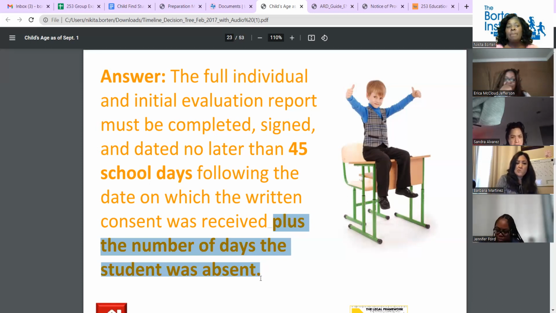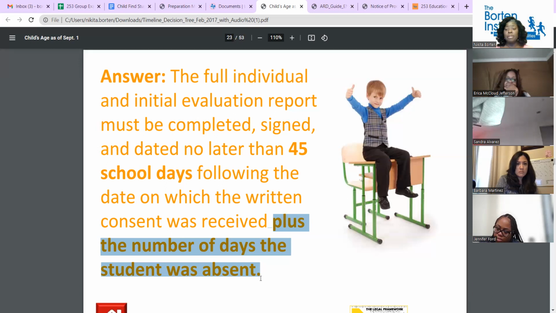So if the student was absent for 3 days and they were due on September 1st, it's September 1st plus 3 more days. September 1st, 2nd, 3rd, 4th. So they'll be due on September the 4th instead of the 3rd because they were absent for 3 days or absent for 6 days or absent for 20. It's day for day, day for day, day for day after the 3rd absence.